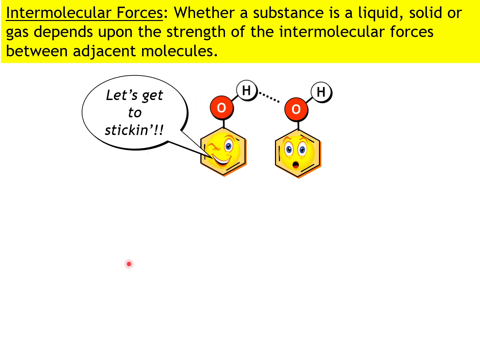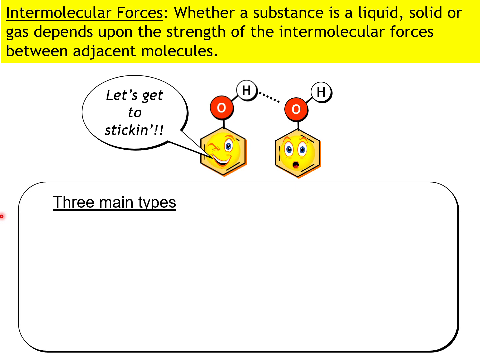And once they get within a certain distance, the small permanent positive charge on the hydrogen is attracted to the small permanent negative charge on an adjacent oxygen, and they form an intermolecular hydrogen bond. They are now stuck together by those electrostatic forces.